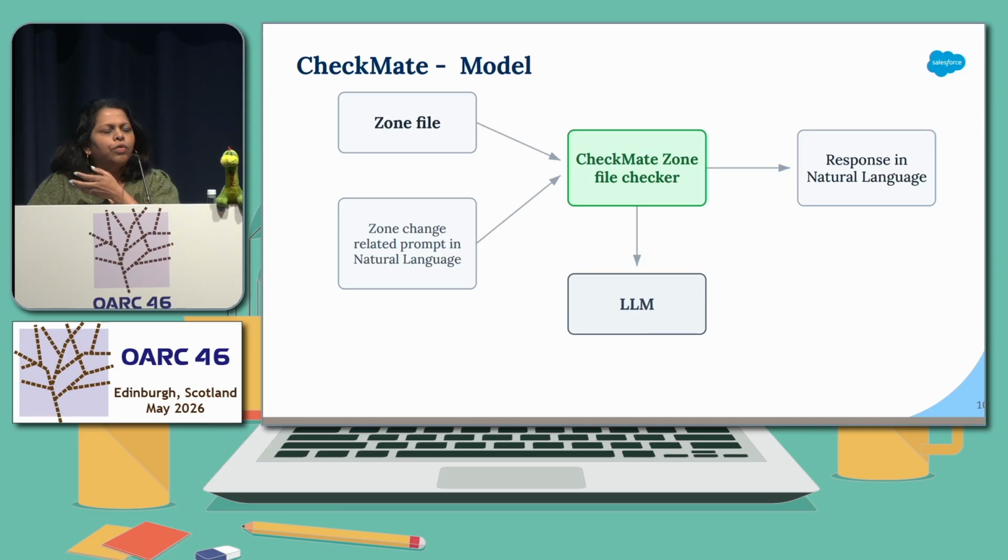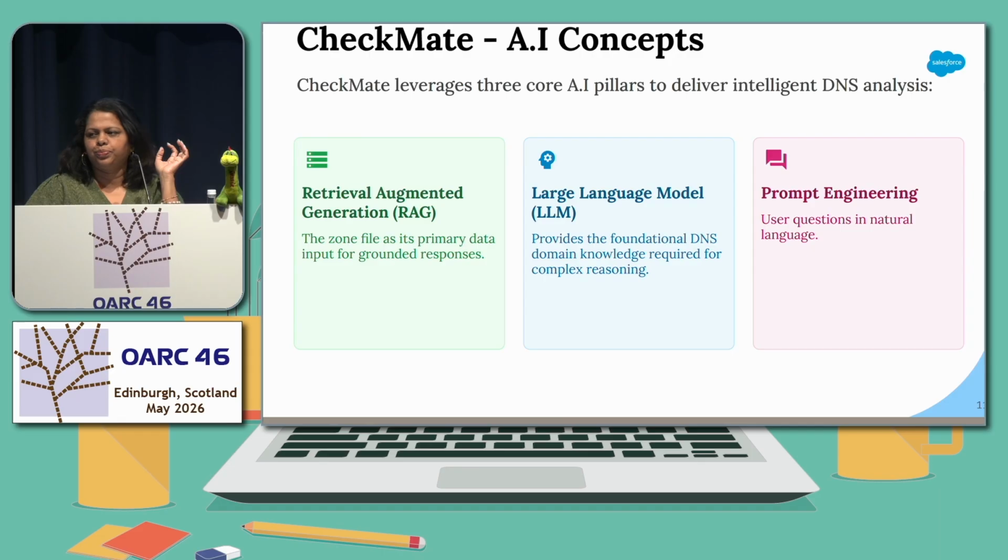The model of CheckMate is very simple. As you can see, the program has two inputs: the zone file, which is the main input, and the prompt, which would be the question that you're asking. The CheckMate program then reaches out to LLMs for information, and then it gives you the response in natural language. So CheckMate uses three main AI concepts.